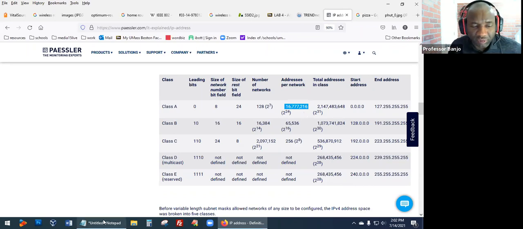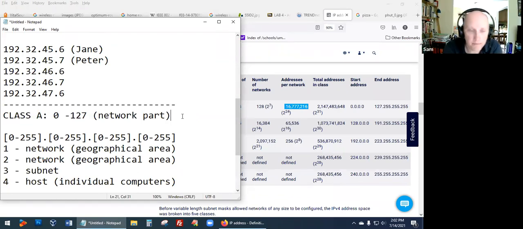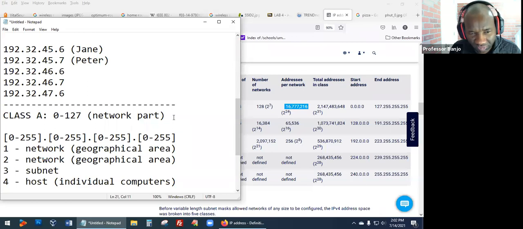Now, let me ask you guys, what kind of group or company or employer will need 16 million computers? The government. Exactly. The federal government or large companies like Amazon, Microsoft, Google, those guys have millions and millions of devices. The first part of their IP will be from 0 to 127.